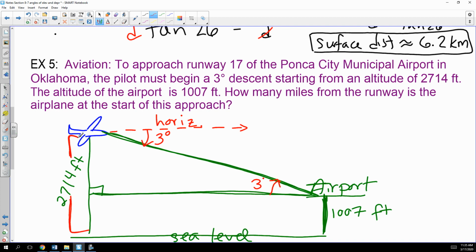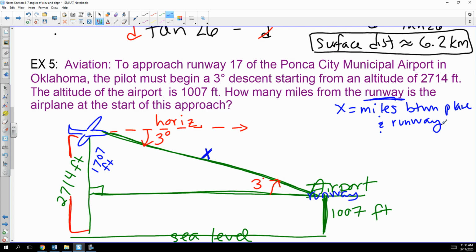2714 minus 1007 so that you can figure out this side of the triangle over here. It's going to be 1707 feet, all right? And we want to know how many miles from the runway is the airplane at the start of this approach. So here's the runway over here at the airport. And if we're looking for this distance, I'm going to put an X right here. And X is equal to miles between the plane and the runway.